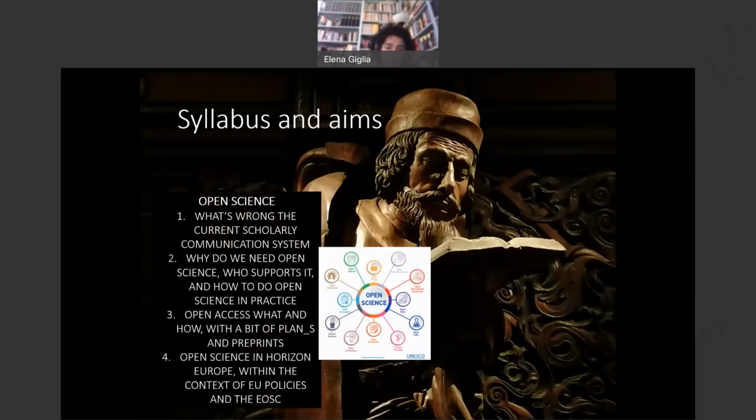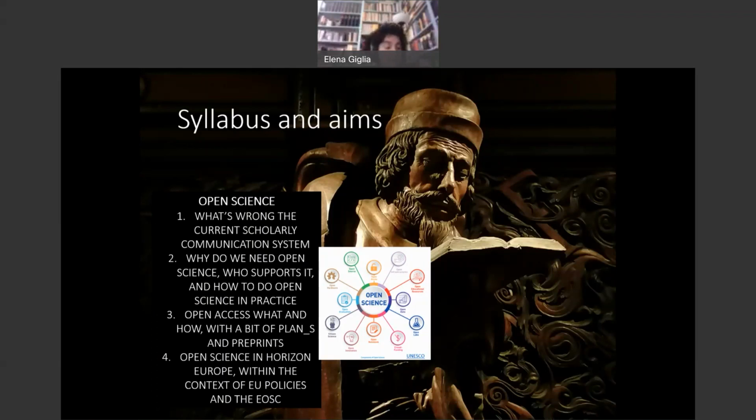with the current scholarly communication system, why do we need open science, and some practical tools to open up every step of your research, with a specific module on open access to publications. We saw how to do open science in a proper way, meaning publishing and depositing.